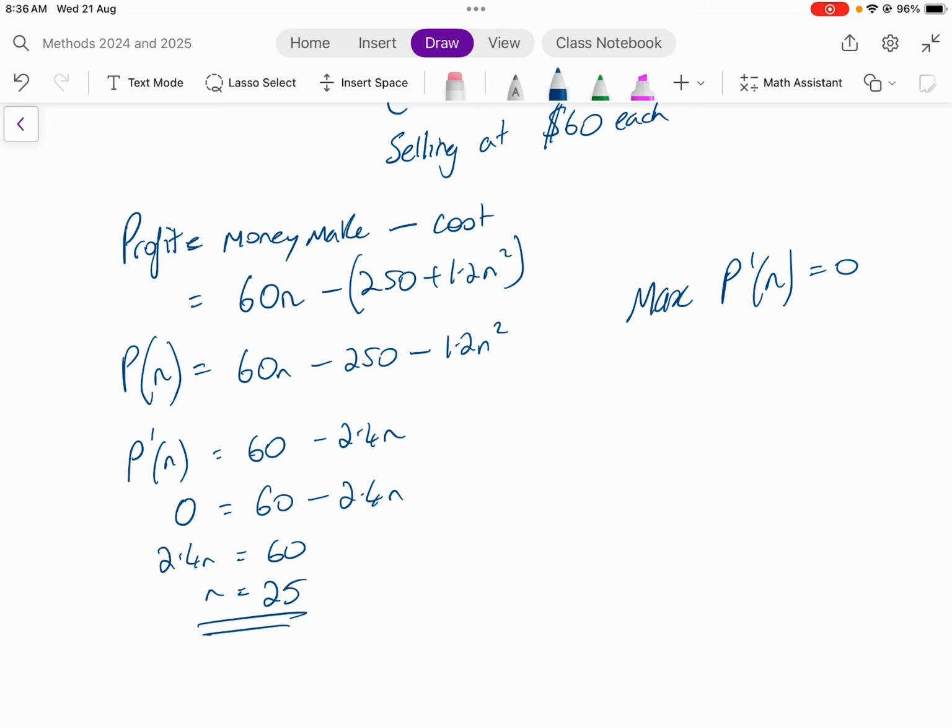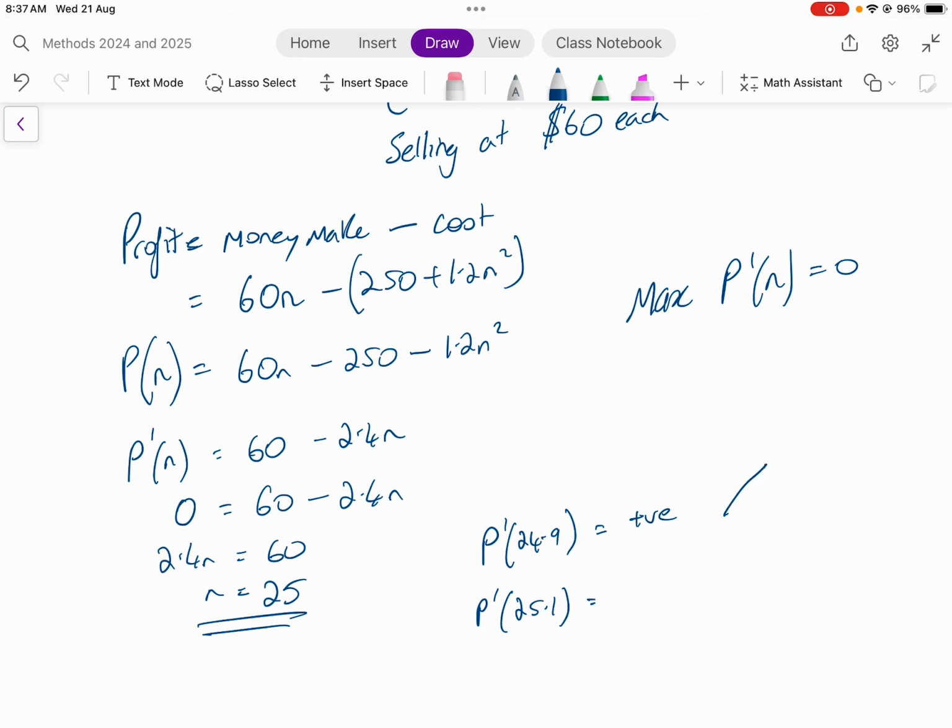Okay, now, as always, you need to check that this is a maximum. So we're going to do that by subbing in numbers either side. So if we have P dash, let's go 24.9, that's one side, and P dash 25.1, that's the other side. When you substitute that in, you will see that the answer to the derivative is positive, meaning it goes up.